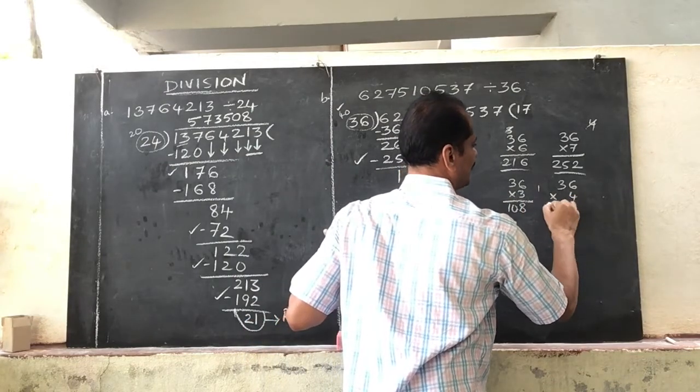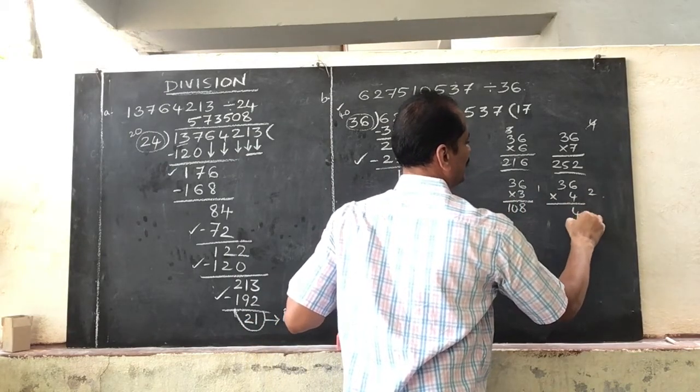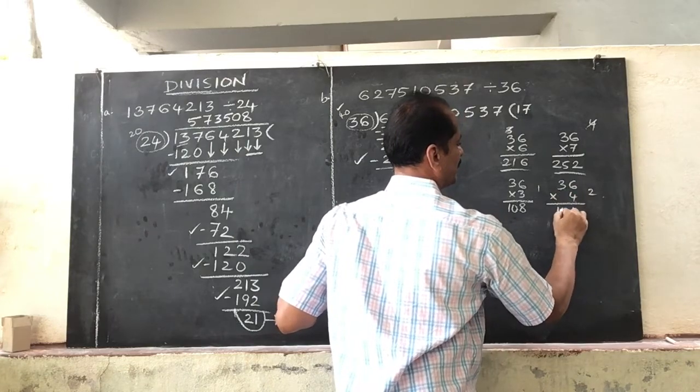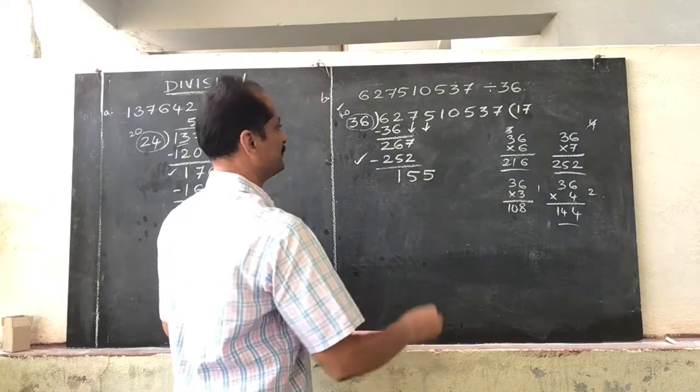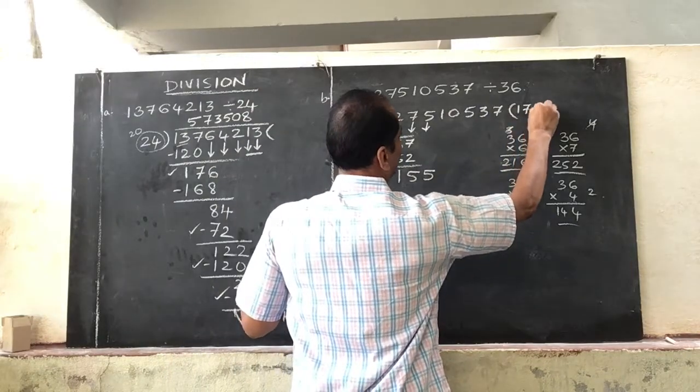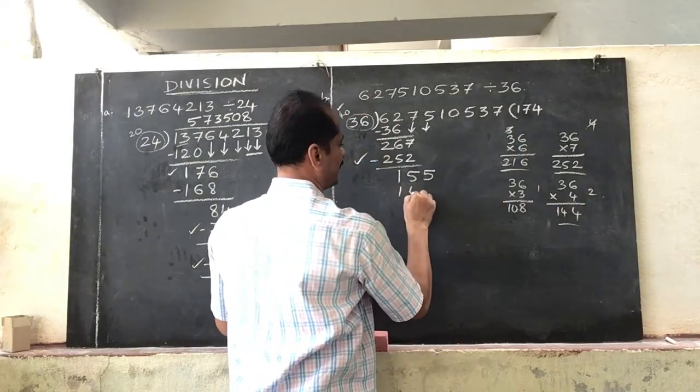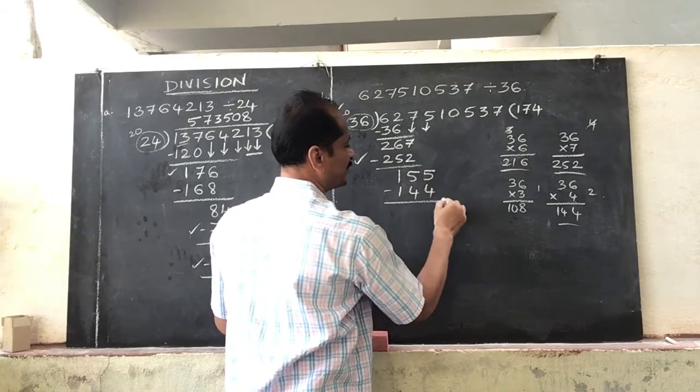36 fours: 4 sixes are 24, 4 threes are 12 plus 2 is 14, so 144. Yes, 144 can be subtracted, so you can take 4 times. So 36 fours are 144.